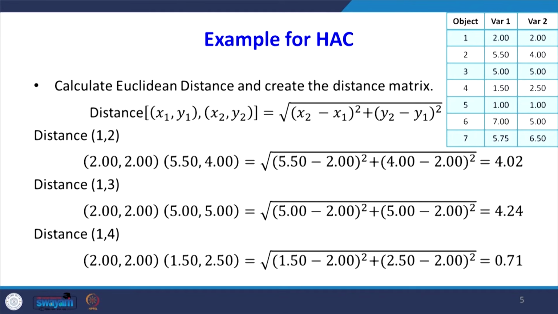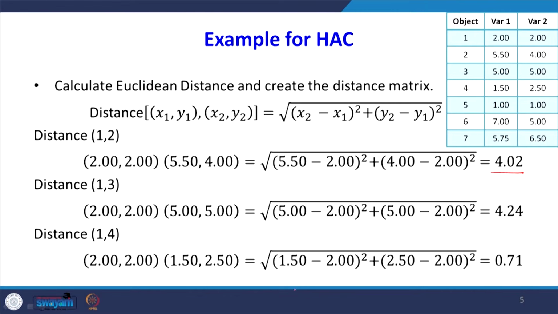First we will find the distance between object 1 and 2. Object 1 is 2 comma 2, object 2 is 5.5 comma 4. To find the Euclidean distance, we know the formula: x2 minus x1 whole square plus y2 minus y1 whole square. So, 5.5 minus 2 whole square plus 4 minus 2 whole square, that is 4.02.